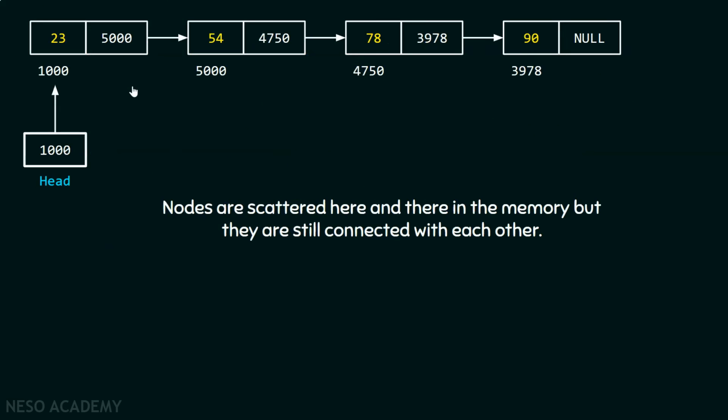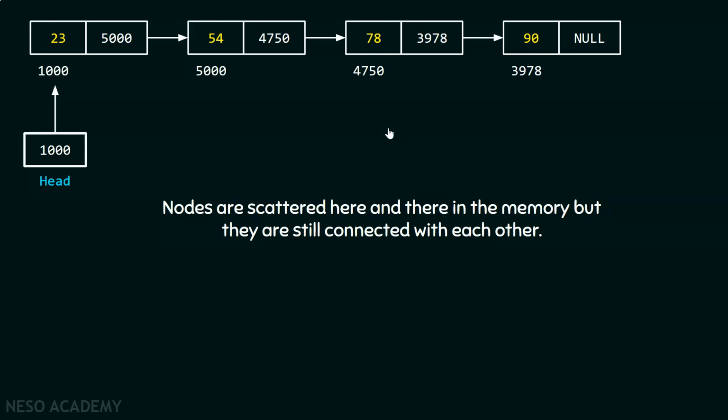This is a single linked list representation. Here you can see the nodes are scattered here and there in the memory locations, but they are still connected with each other. Isn't that so? You can see over here that the link part of each node contains the address of the next node. The first node contains the address of the second node, the second contains the address of the third node and so on. The nodes are scattered here and there in the memory, but they are still connected with each other because of the link part of the node. And this is what we should remember about the linked lists.